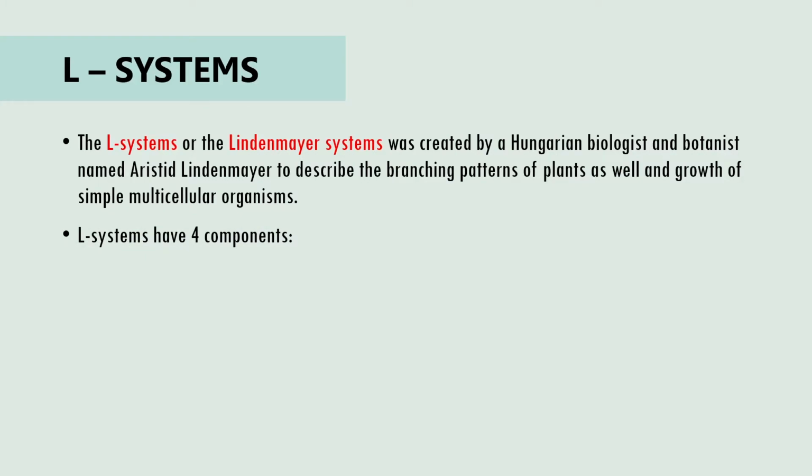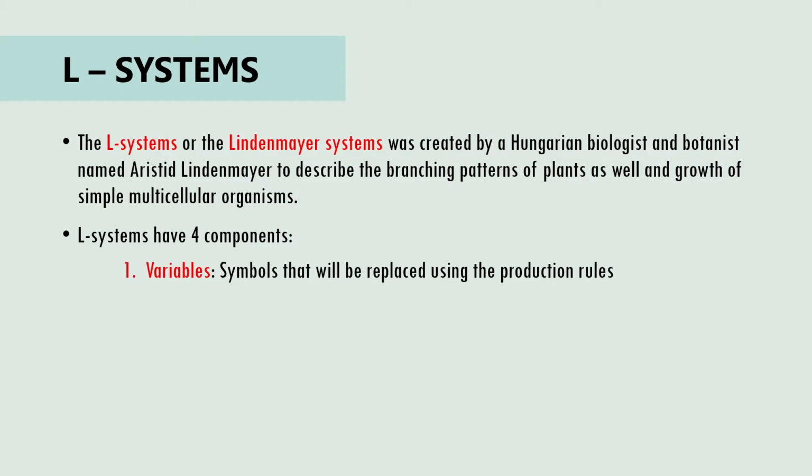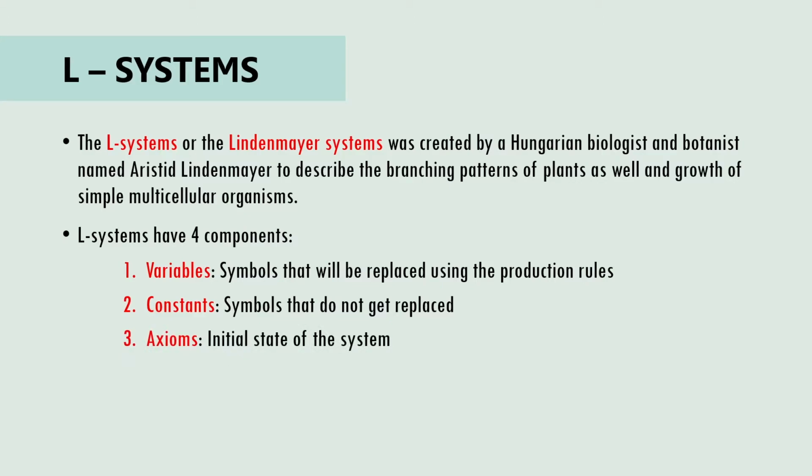L-systems have four components: the variables, which are symbols that will be replaced later on using the production rules. Variables can be any of the letters included in the English alphabet. Second, we have the constants, which, unlike the variables, do not get replaced by the production rules. Common constants are the addition and the subtraction signs. Next, we have the axioms. This is our starting point. Lastly, we have the rules, which define how each iteration will be formed.